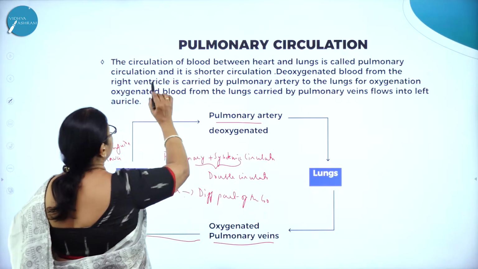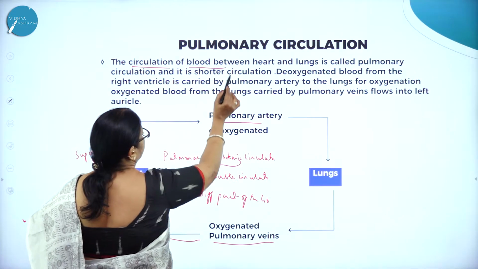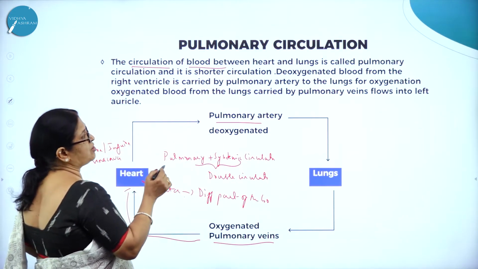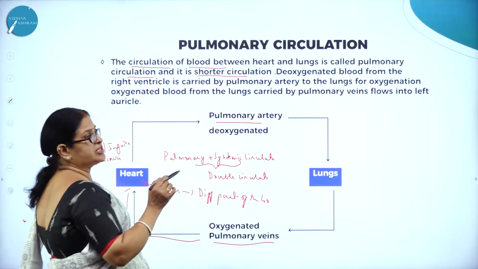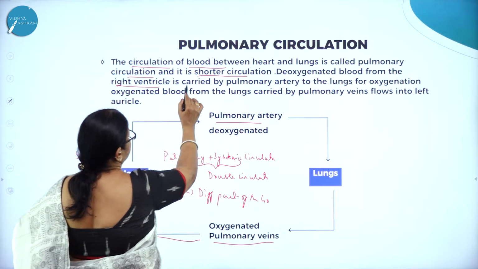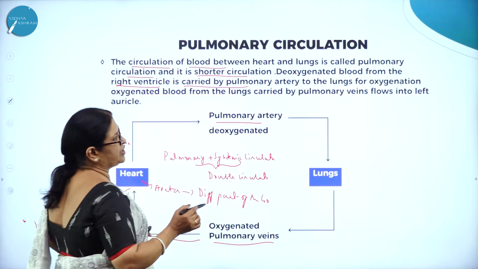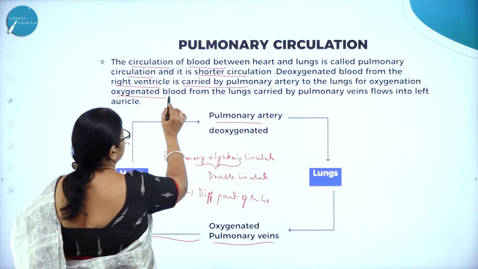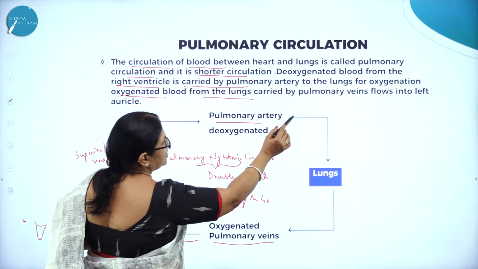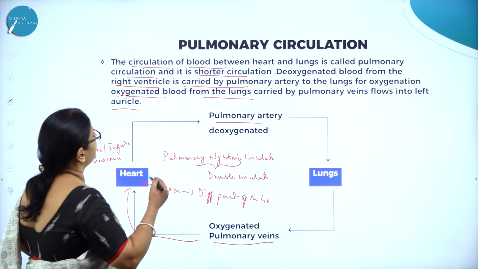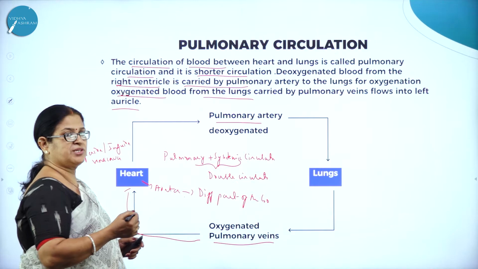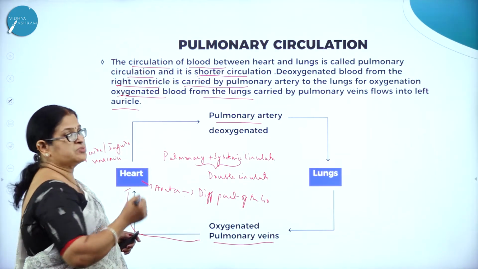So, the pulmonary circulation means the circulation of blood between the heart and lungs, and it is a shorter circulation. Deoxygenated blood from the right ventricle is carried by the pulmonary artery to the lungs for oxygenation, and oxygenated blood from the lungs is carried by pulmonary veins and flows into the left auricle. As I already explained about the pulmonary circulation, what is pulmonary circulation?